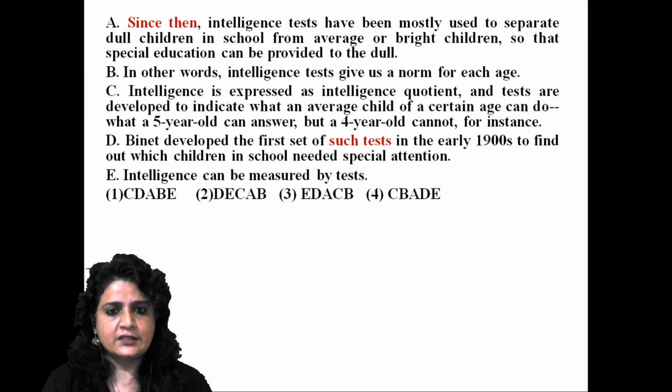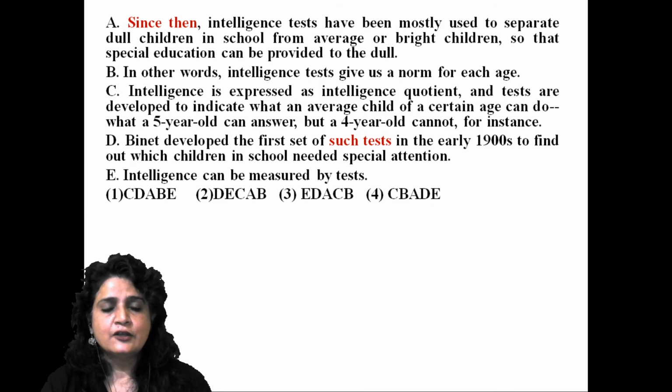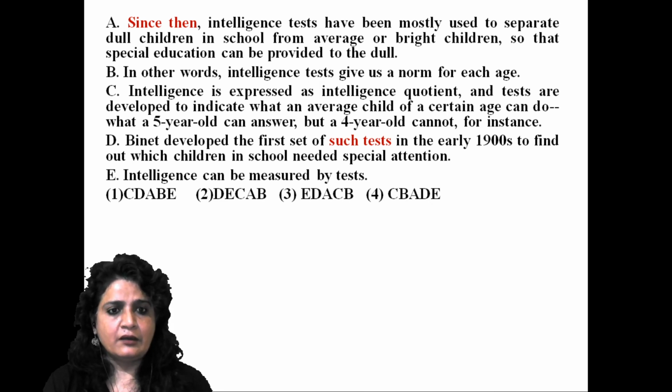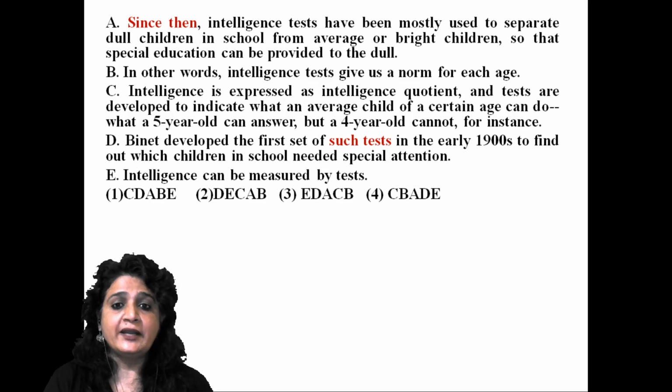That is not my opening statement either, right? E says intelligence can be measured by a test. So with such test, since then. So "since then" needs a time reference. So time reference is also given in "early 90s". That makes a mandatory pair. So E is the opening statement, which says intelligence can be measured by test.